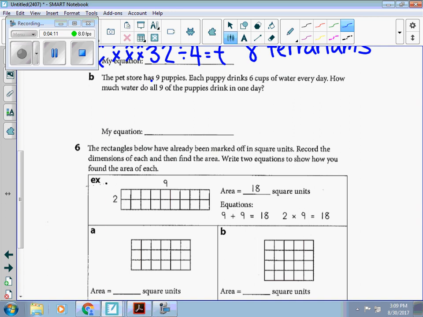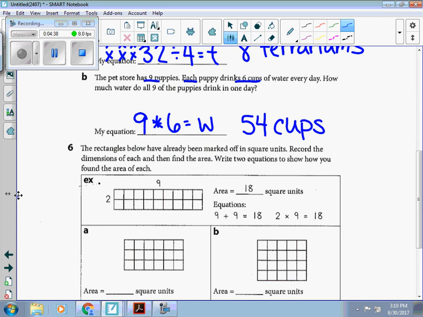So I have 9 puppies and they each drink 6 cups. So I'm going to multiply and do 9 times 6 equals, I'm going to say W for water. And I know that 9 times 6 is 54 cups of water. And you can use whatever strategy you want for that.